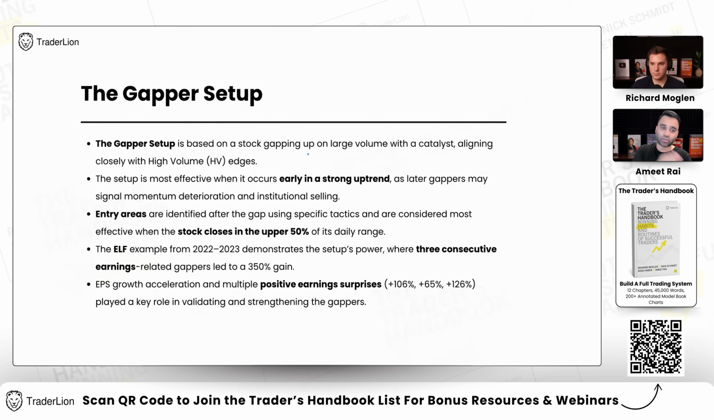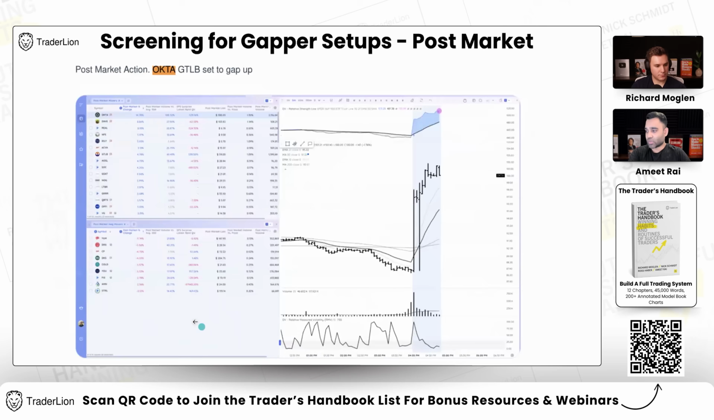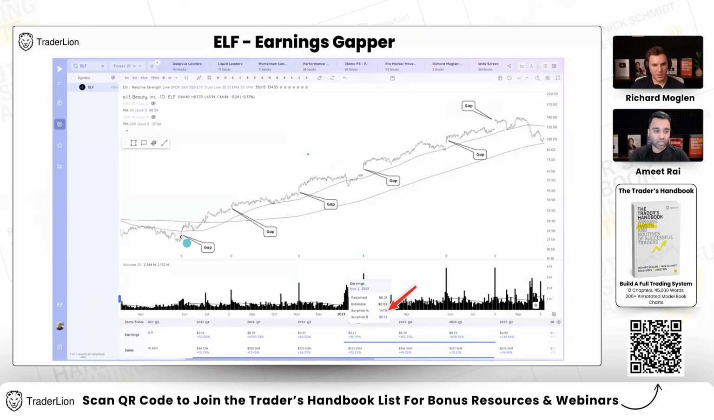And the earlier it is in that particular uptrend, the higher the potential that the stock continues to become a serial gapper over the next couple of quarters. A good example of this is ELF. If you pull up the charts for 2022 and 23, you'll see that the whole run started from the HV1, and then every earnings cycle, this thing gapped up and up and up and up.